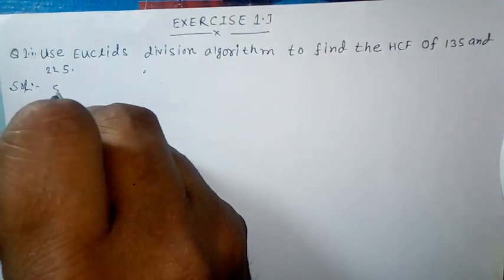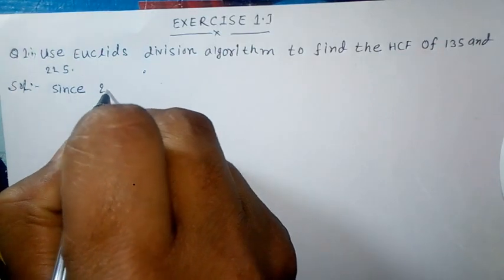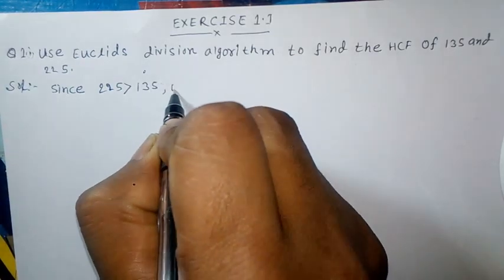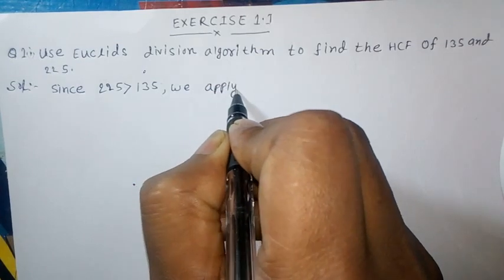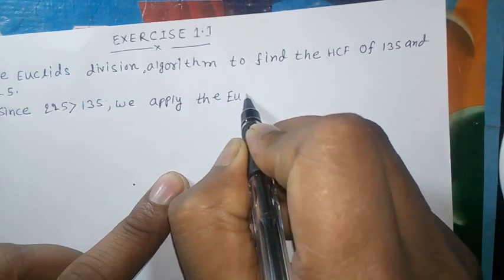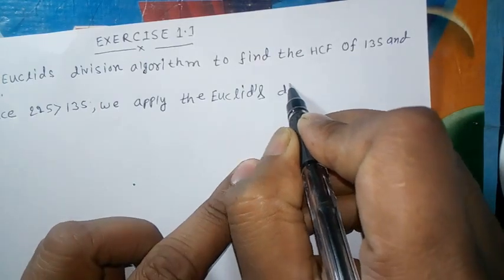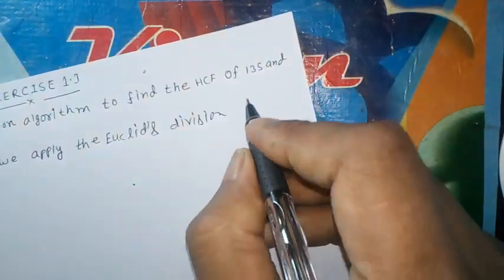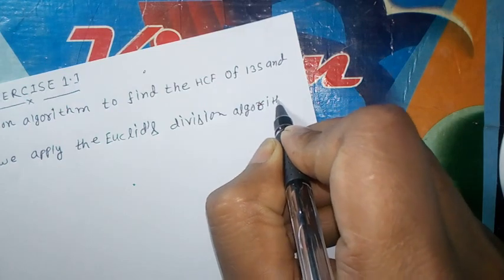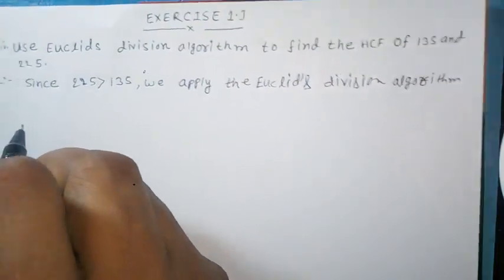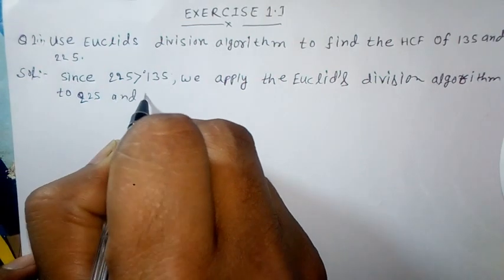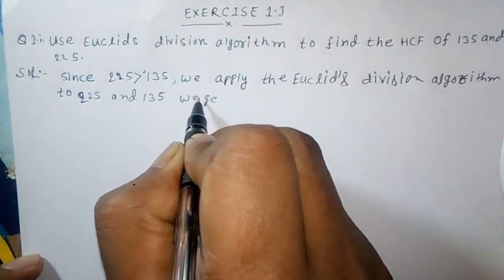Now we write, since 225 is greater than 135, we apply the Euclid division algorithm to 225 and 135.